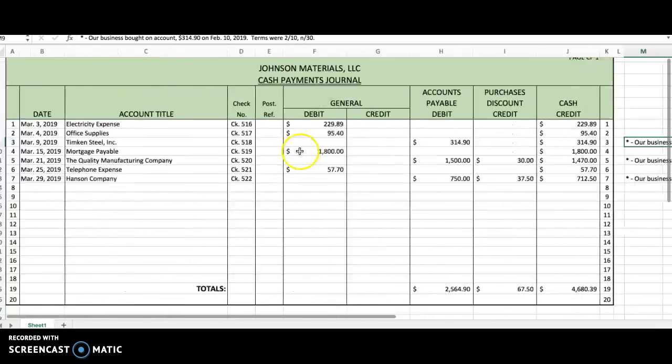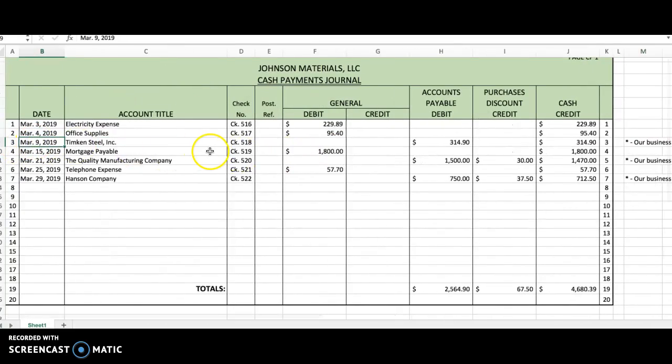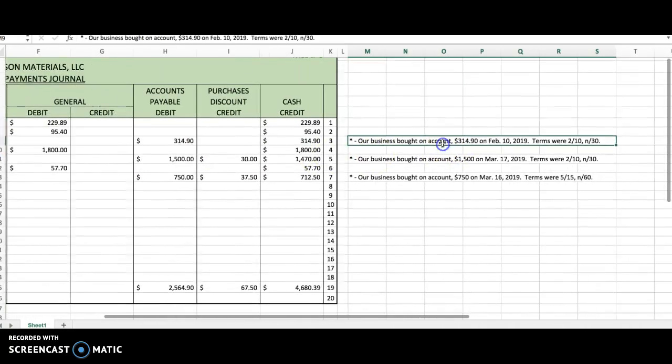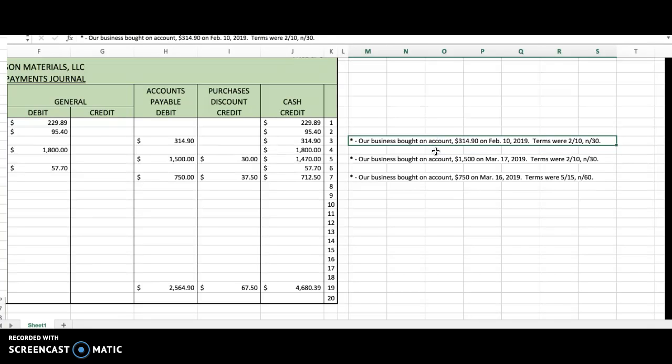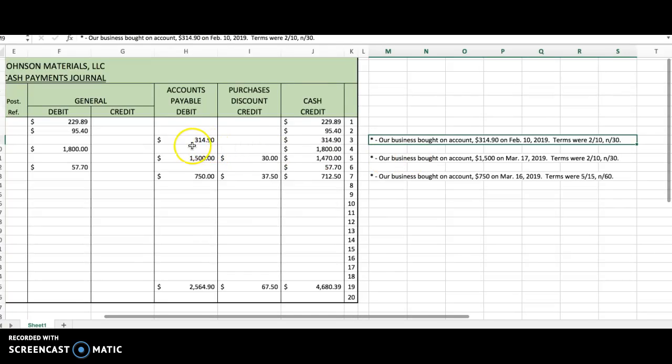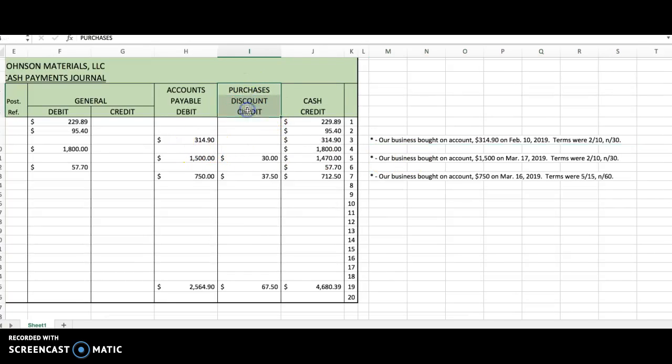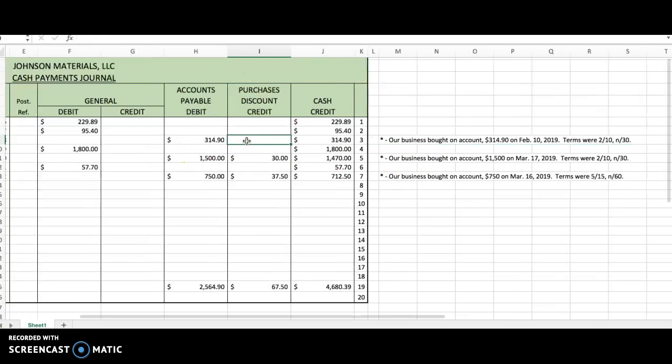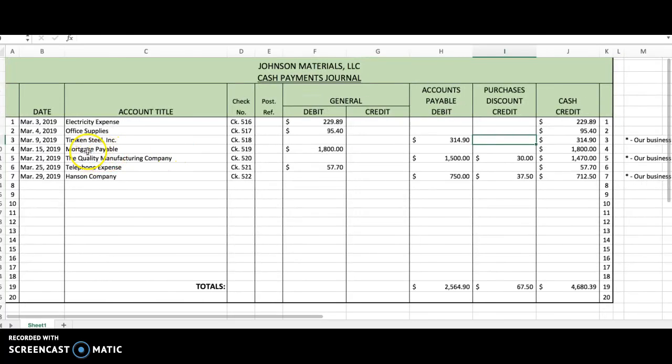But we are paying this on March the 9th. We made the purchase on account on February 10th. So we are well past the 10 days. So we did not get any kind of a discount. So nothing is put into this column. Let's take a look at the next one.